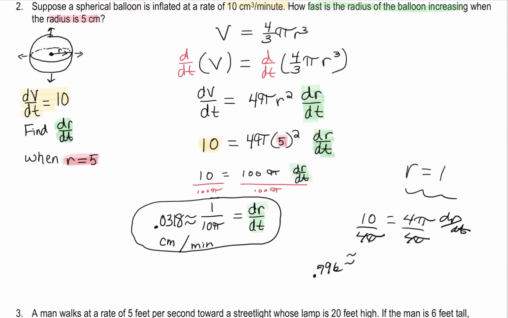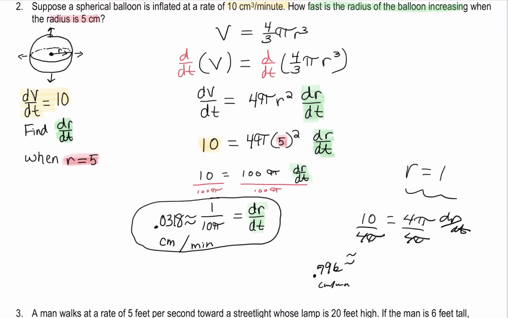0.796 or something. So we can see that earlier on, again, this is the radius. So when the radius is at 1 centimeter, the rate at which the radius was increasing was much quicker. It was increasing by approximately 0.8 of a centimeter per minute. Later on, by the time we've inflated up to a radius of 5 centimeters, the rate at which the radius is increasing is only 0.03 centimeters per minute.